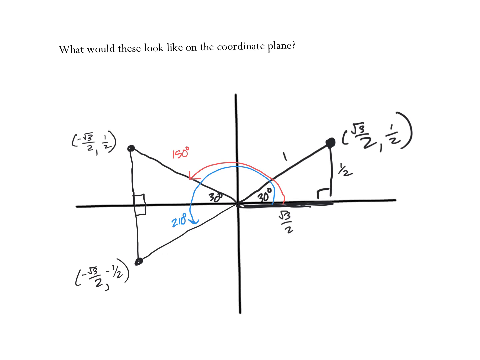So this would be the positive root 3 over 2 coordinate, and negative 1 half. And what angle would that be? 330. That's not bad, right?